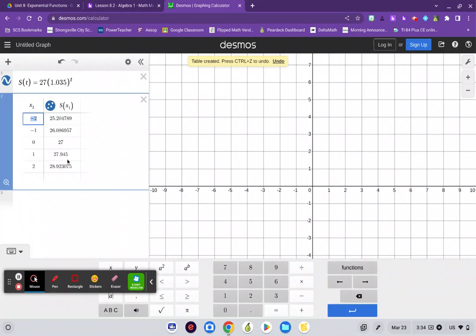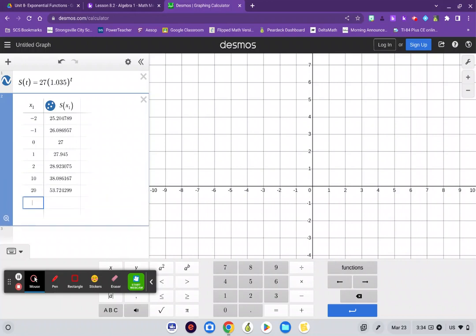So 1 and 2, then 0. Those match my values I had for problem 2. But for problem 3, I want to type in 10, 20, and 52. By typing those in, if I have my function and I type these input values into the table, it's automatically going to calculate the output values. So it looks like we have about 38. If I round the next one up, I get about 54 and then about 162.